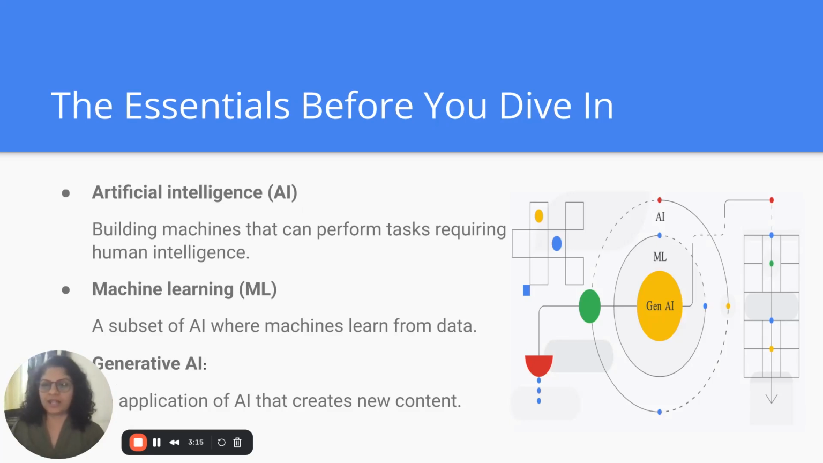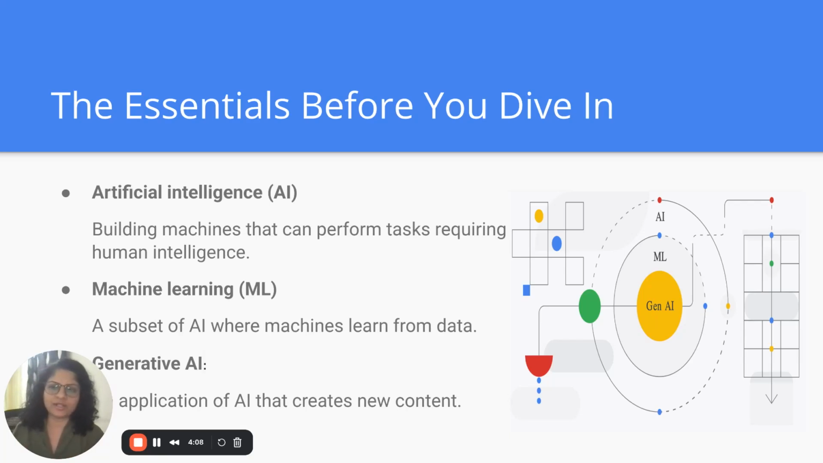These three terms represent the hierarchy of intelligence in artificial intelligence, with each building upon the previous one. Let's break it down deeper. What is artificial intelligence? Artificial intelligence is about building machines that can perform tasks requiring human intelligence. You must have seen self-driving cars, virtual assistants like Siri and Alexa, recommendation engines like Netflix and Amazon, or spam filters in email. These are all examples of artificial intelligence.